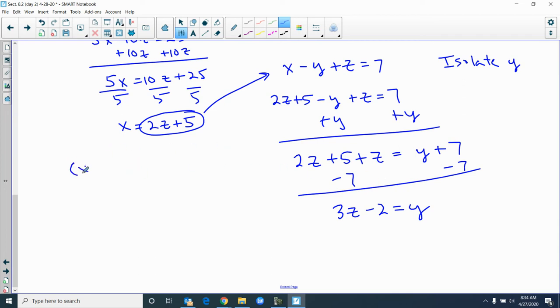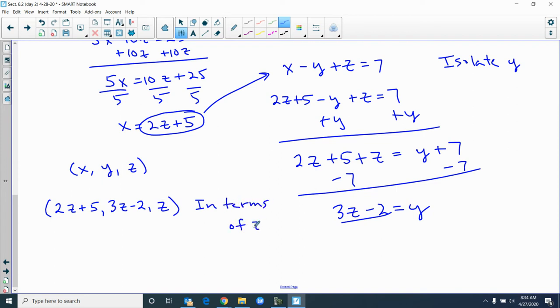We're going to list our ordered triples in the form x, y, and z. So x is 2z plus 5. y is 3z minus 2. And z is just z. This is how we write it in terms of z. So you need to write it in terms of one of these variables. And usually I like you to write it in terms of z, but sometimes that's not possible, depending on if you eliminated the z right off the bat.